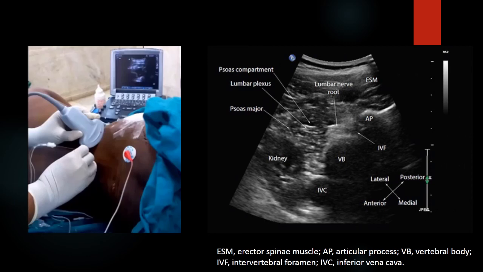In this approach, the lumbar nerve root is seen emerging from the intervertebral foramen, and the lumbar plexus, hyperechoic, is located within a hypoechoic space, the psoas compartment, in the posterior aspect of the psoas muscle. Also note the lower pole of the right kidney is seen anterior to the psoas muscle in this sonogram.